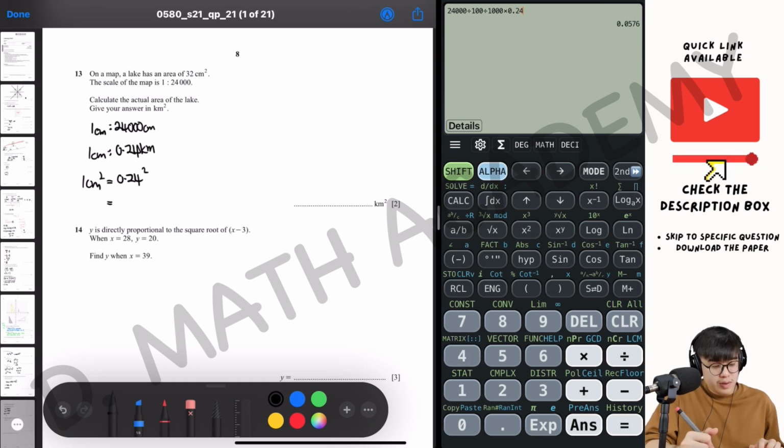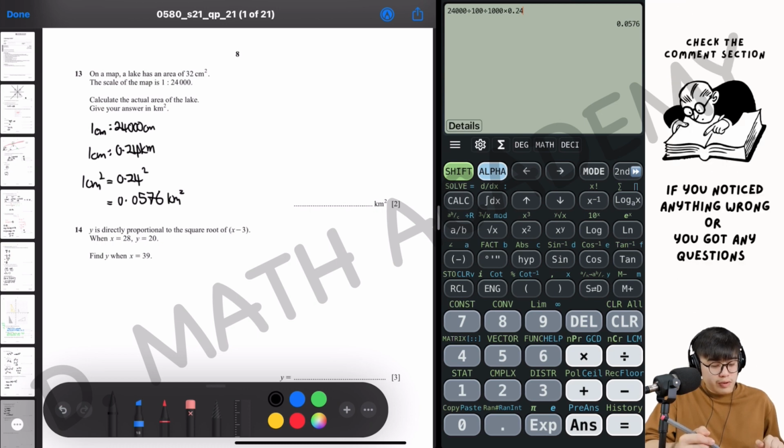So we got 1 cm square is actually 0.576 kilometers square. So if you were to multiply these results with 32, you will get your final answer as 1.8432 kilometers square.